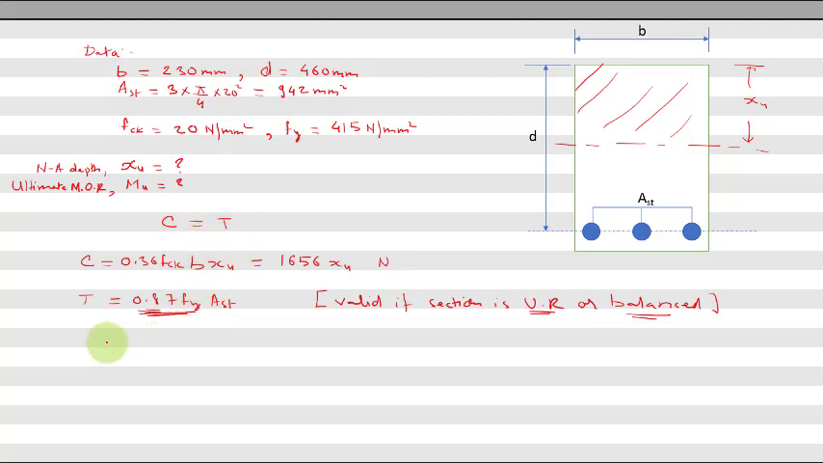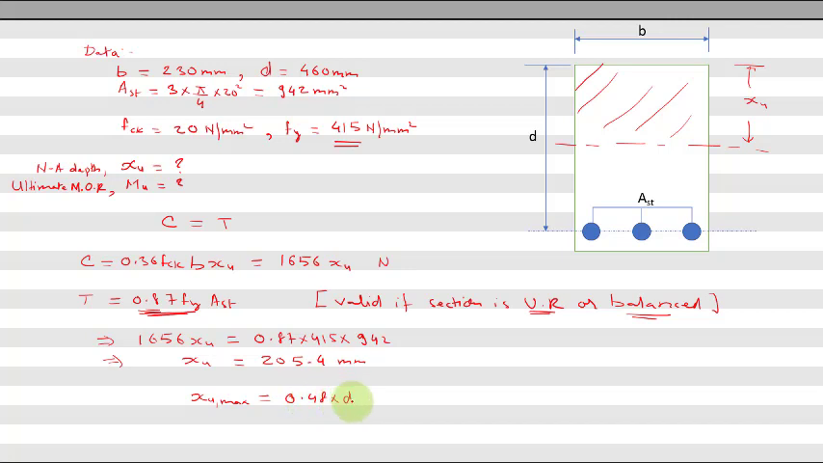Fine. Now if I equate C equal to T, what do we get? 1656 Xu equal to 0.87 into 415 into Ast, which is 942. So from here we get the value of Xu as 205.4 millimeter. This value of Xu is valid if the section is under-reinforced or balanced. Now let us compute the balanced neutral axis depth, that is Xu max for Fe415 steel.